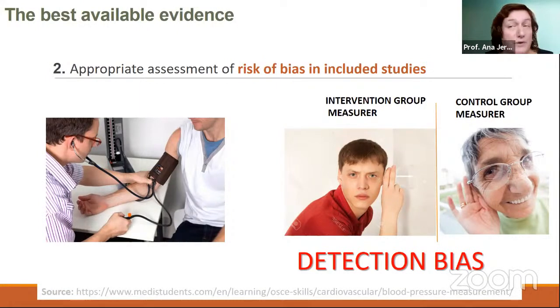This is a study with hypertensive patients where blood pressure is measured with a sphygmomanometer. Let's assume that we have 2 measurers, one young and one older measurer in different groups. Because the young measurer has better quality of hearing, he will record blood pressures at a higher level than the older person with hearing problems. So just because we have different measurers, we can end up with the intervention group having higher blood pressure than the control group, just because of the bias.